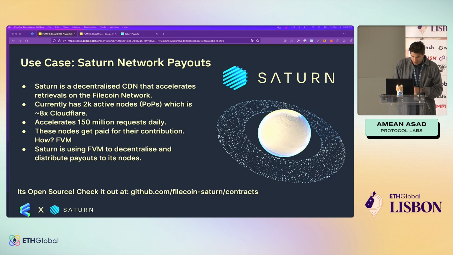The FVM allowed us to deploy smart contracts that map the contributions of our Saturn nodes to payouts, and eventually these nodes can claim these payouts, and the smart contract will distribute the payouts. And this is the level that the FVM can play at, all the way from tiny applications to doing the accounting for a whole CDN.